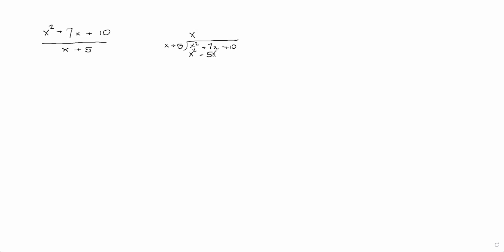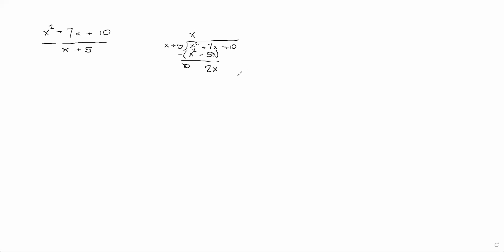And then this is where we do the subtraction. We have to subtract when we get to this step in numerical long division, and the same thing applies when we're doing polynomial long division. So we're going to do x squared minus x squared. That just goes away completely. And then we're going to do 7x minus 5x, so we get 2x as our result.